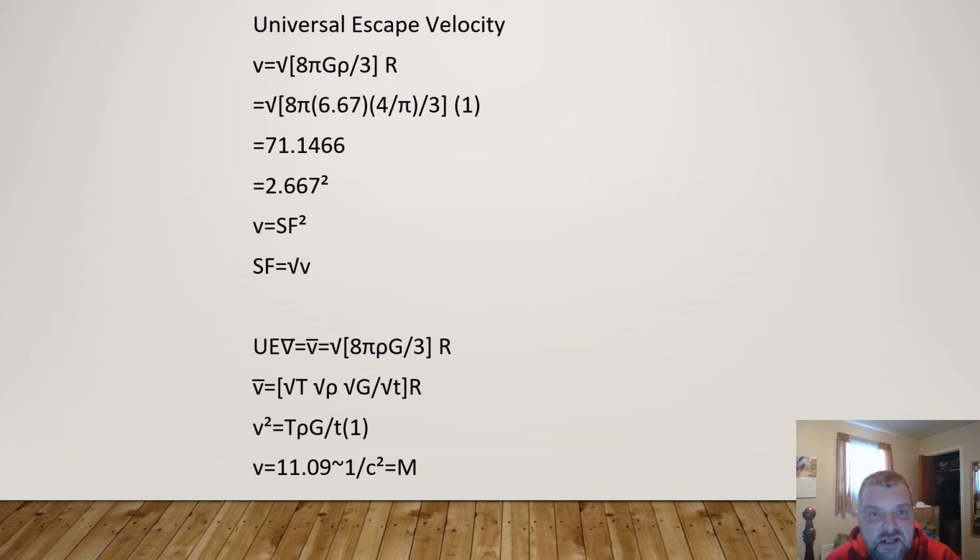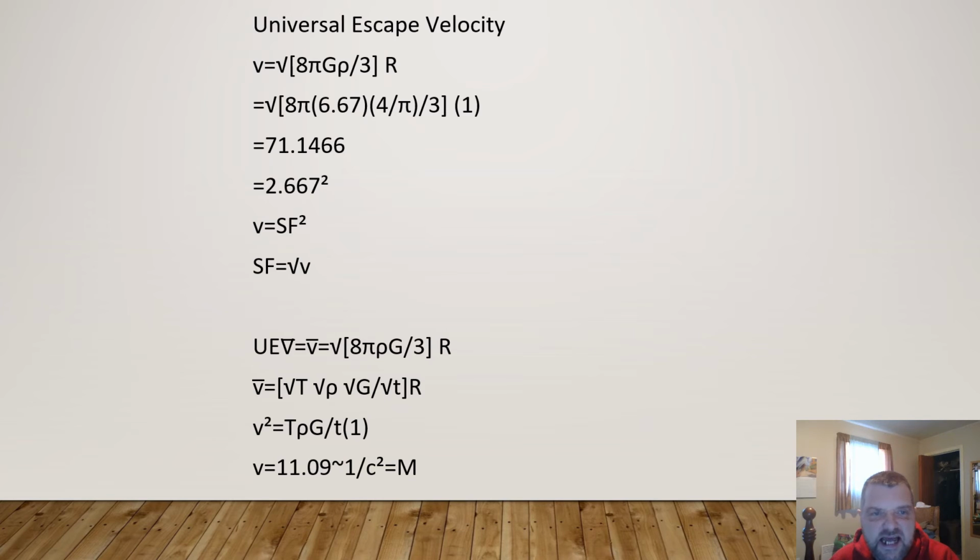So now we turn to the universal escape velocity. The formula is given by the velocity is equal to the square root of 8 pi times the gravitational constant g times rho divided by 3, all times r. So we'll take r as 1. The square root of 8 pi is the period, and 6.67 is the gravitational constant. The density of the universe is 4 over pi, and 3 is equal to the eigenvalue, all times 1. And that comes out to be 2.667 squared, which is the superforce squared.